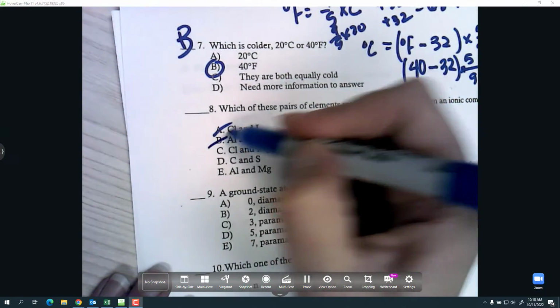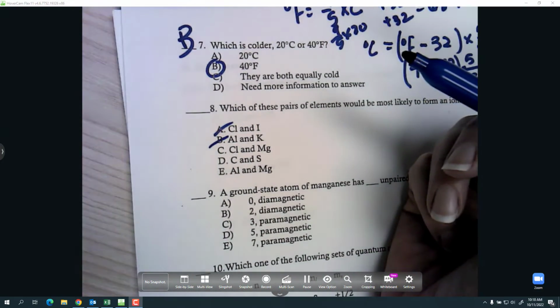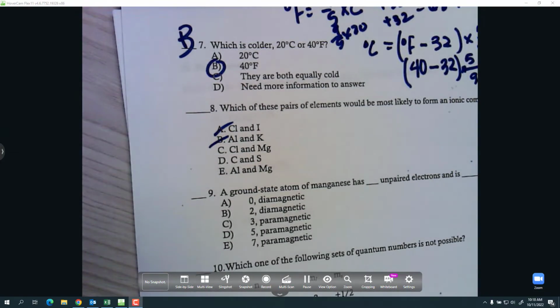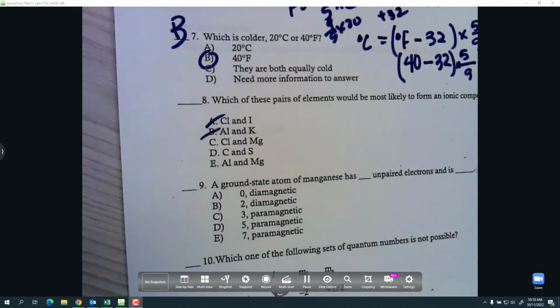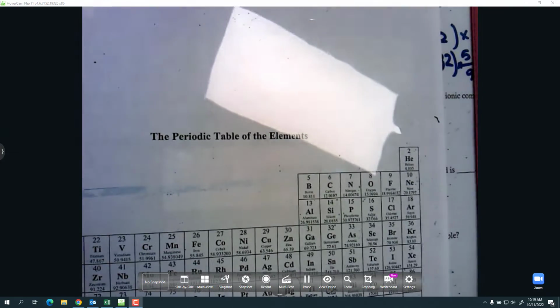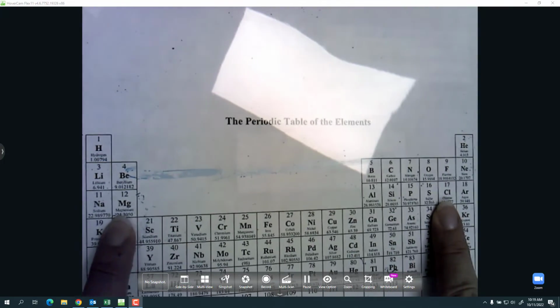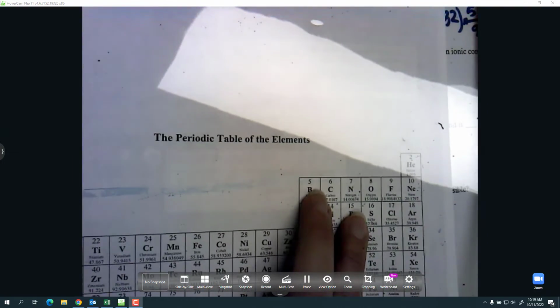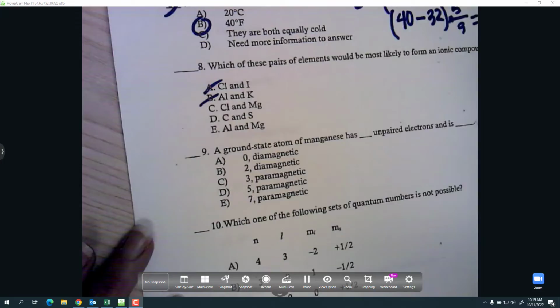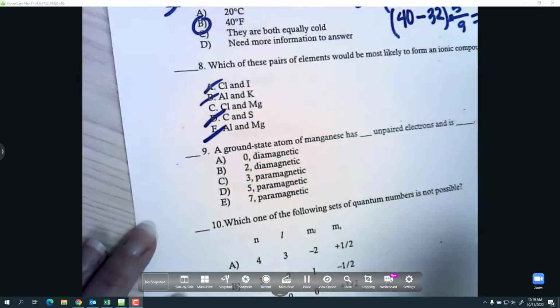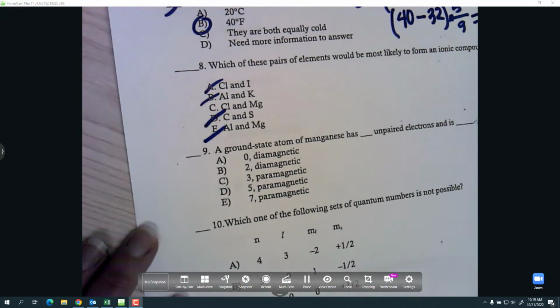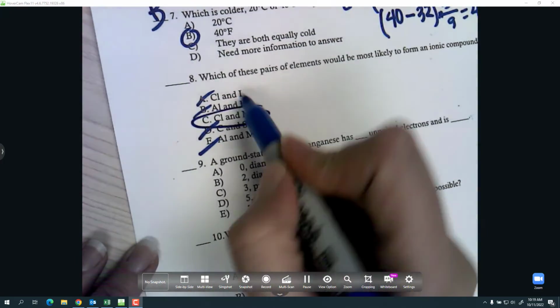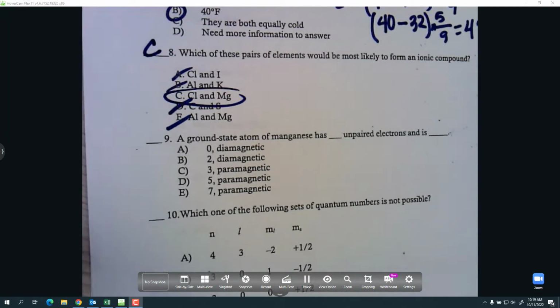That can't be it. Chlorine and magnesium, that looks pretty good. Magnesium and chlorine, okay, that looks like a metal and a nonmetal. That looks pretty good. Carbon and sulfur, all right, those are both way over here in the nonmetal section. That's not so good. Aluminum and magnesium, we've talked about those both already. They're both metals. So the only one I see where I have one metal and one nonmetal would be C.